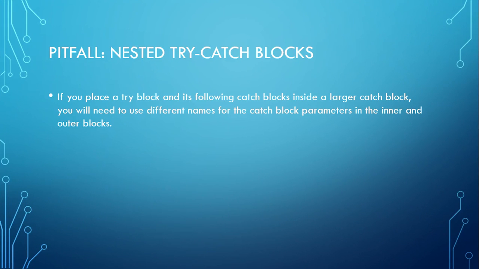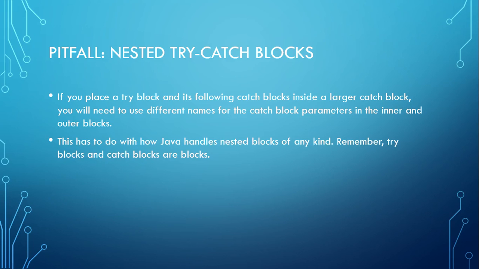All right. If you place a try block and its following catch blocks inside of a larger catch block, you're going to need different names for the catch block parameters in the inner and outer blocks. As I already mentioned, if you just have an exception, it's going to be confusing to know which one is the exception. Additionally, if they're all the same, Java's going to yell at you because it wants to know which exception you are talking about. The reason for this is how Java handles nested blocks of any kind. Remember, try blocks and catch blocks are still blocks of code.